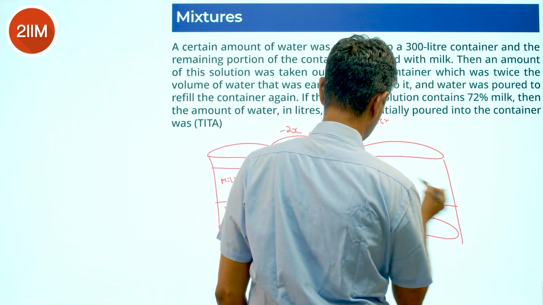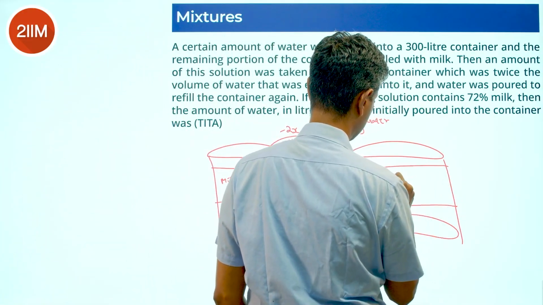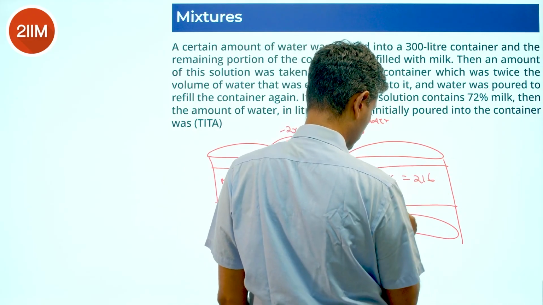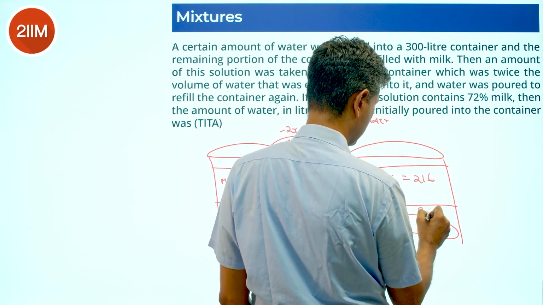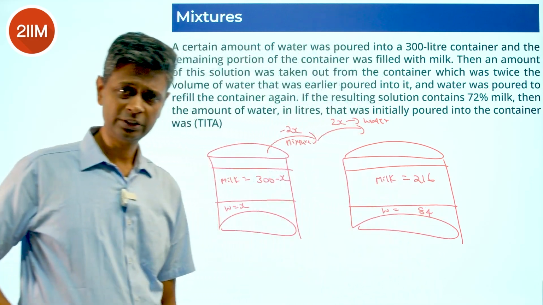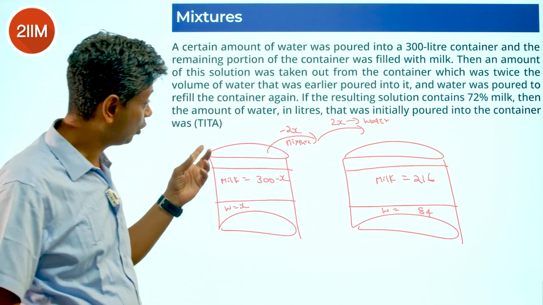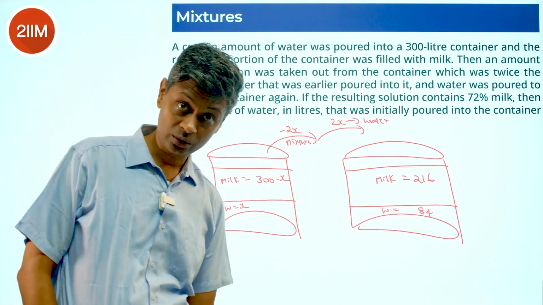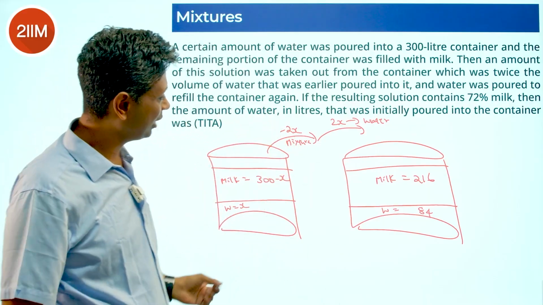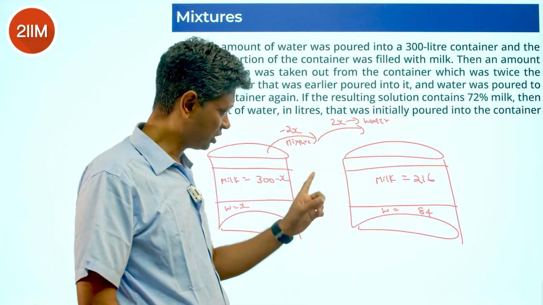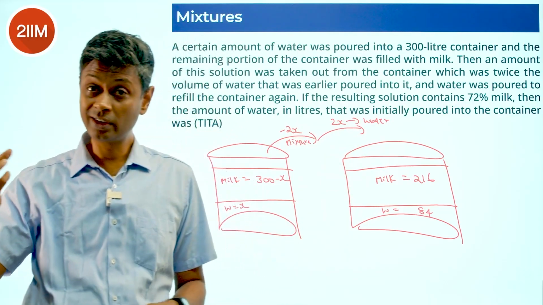Or in this, milk is 72% of 300 is 216, water is 84. Nice. First there was x of water, 300 minus x of milk, then of which 2x of this mixture we take out, replace it with water, and then milk is 216. This step to this step, I am removing mixture and adding water.